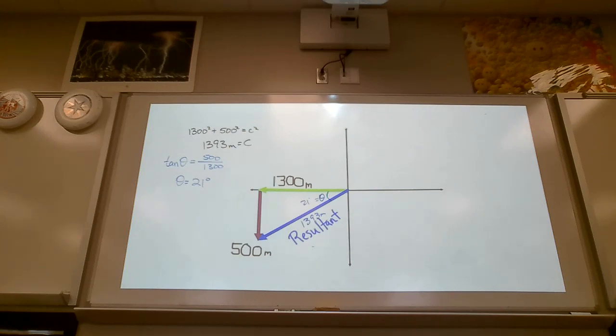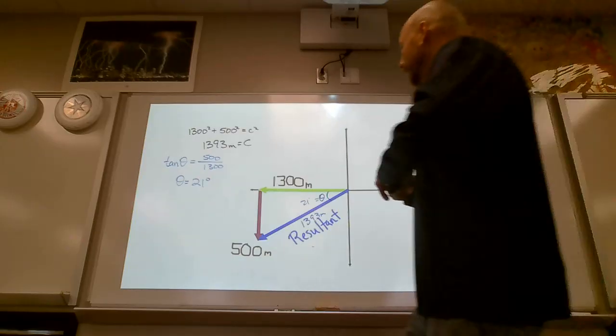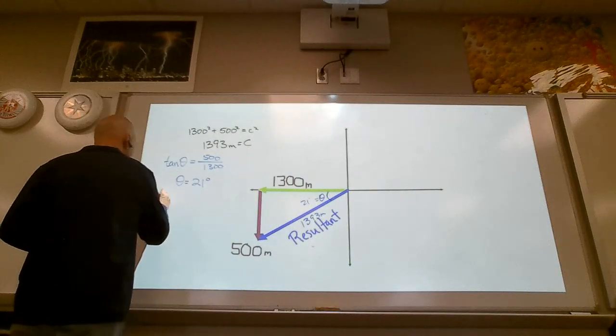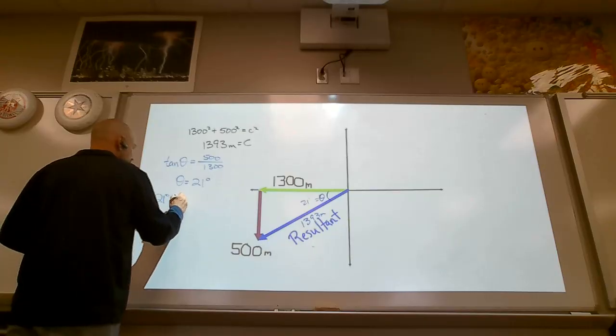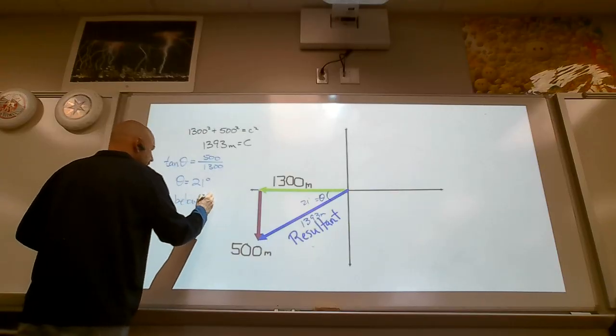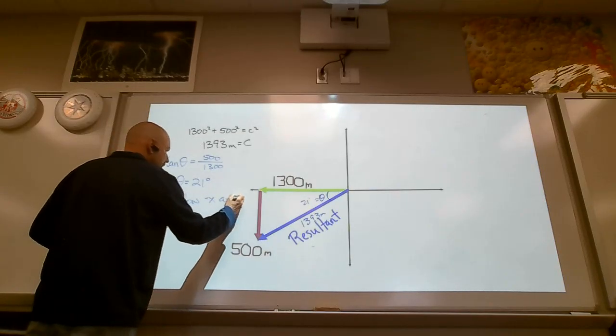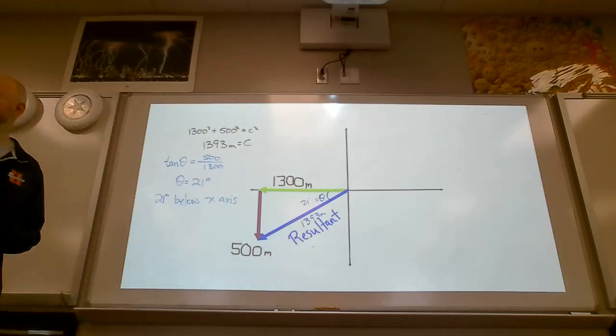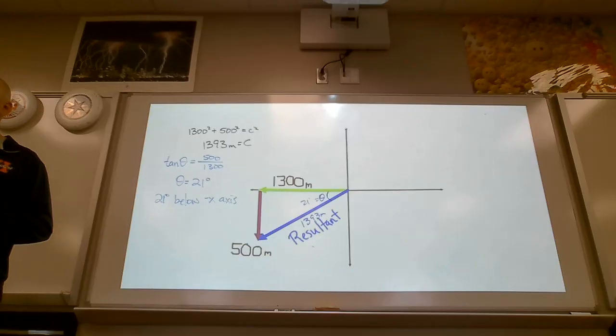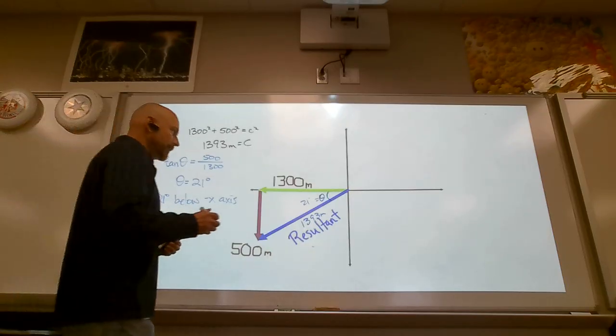Morgan? 21 degrees below the negative x. Okay, so one way you could write that is 21 degrees below the negative x-axis. Good with that? What's another way I can communicate that? From what I can see, it's basically 180 plus 21. Yes. 201.